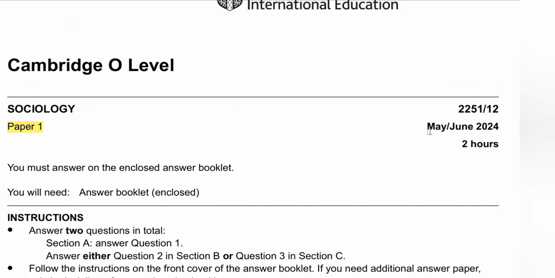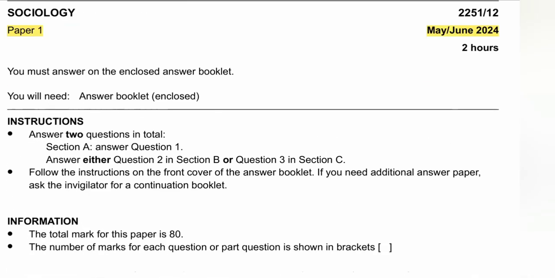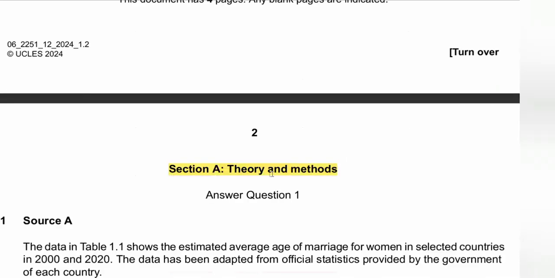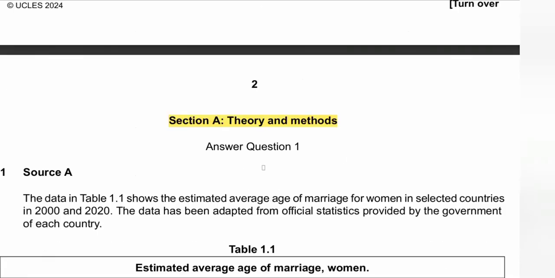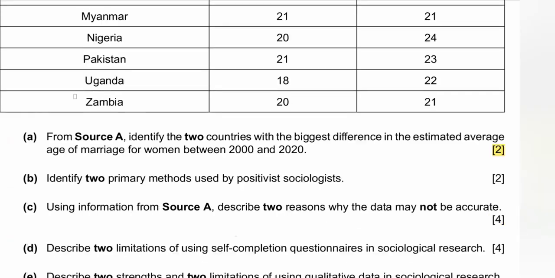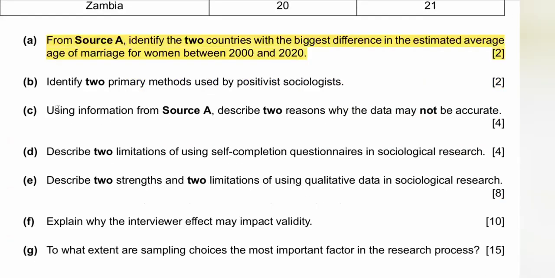This is a past paper from May/June 2024. On the first page, you will find the instructions, what questions and what sections you have to make a choice for. On the next page, you will find section A, which is the compulsory question and comes from theory and method. Here you will get the source with the data, which will be required to answer the questions. At the end of every question, you have the marks mentioned. According to the marks, you have to reflect your information and knowledge to answer these questions.